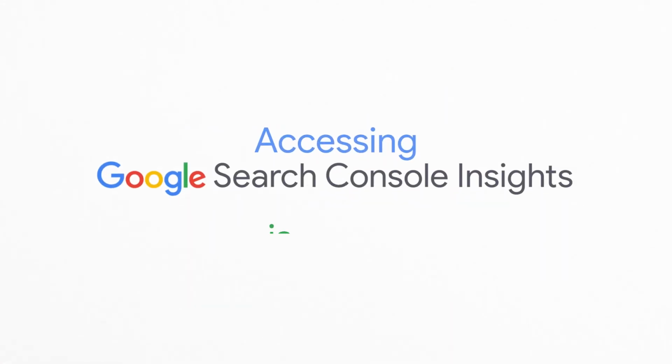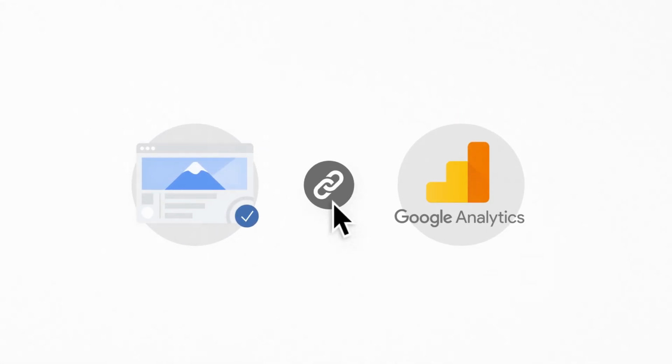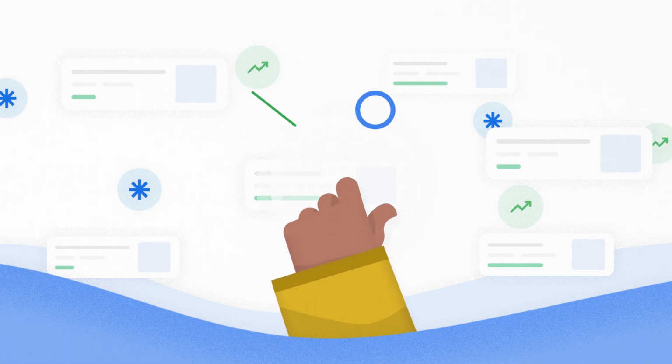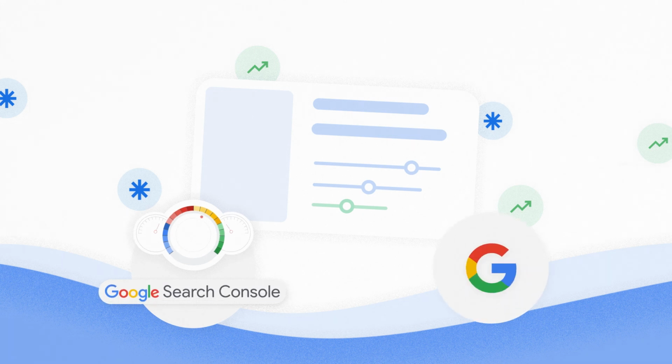Accessing Search Console Insights is simple. Sign up to Search Console, verify your website, and associate it to Google Analytics. And boom, you have your insights right at your fingertips. Just open Search Console Insights from Search Console or through the Google app.